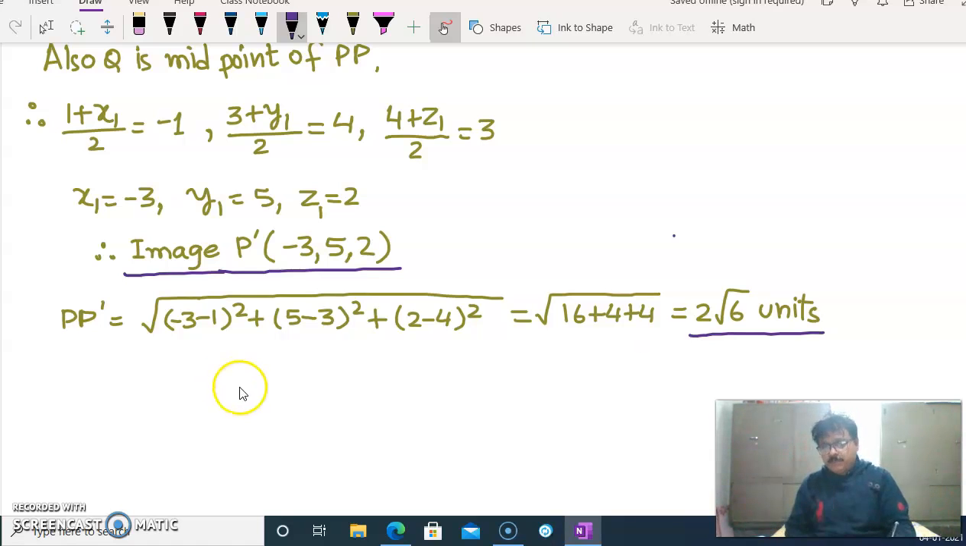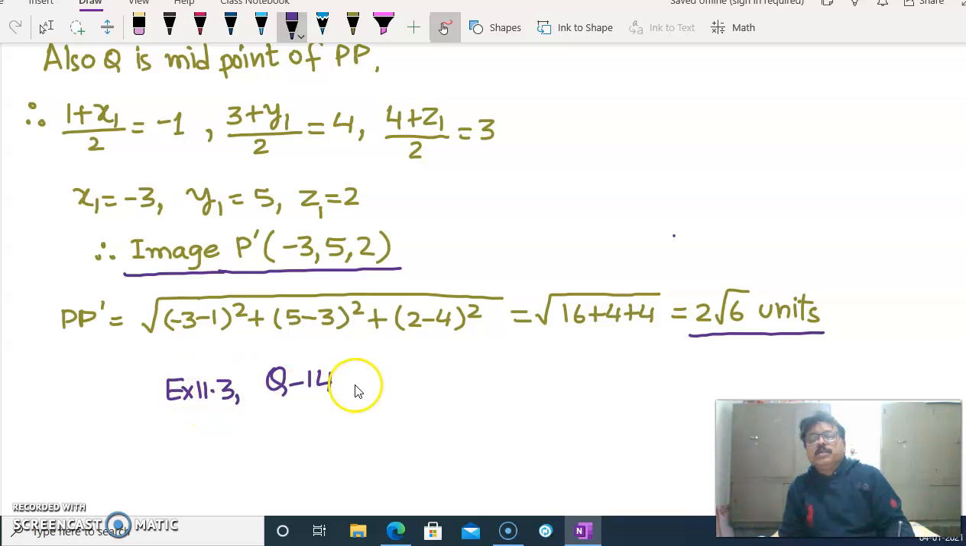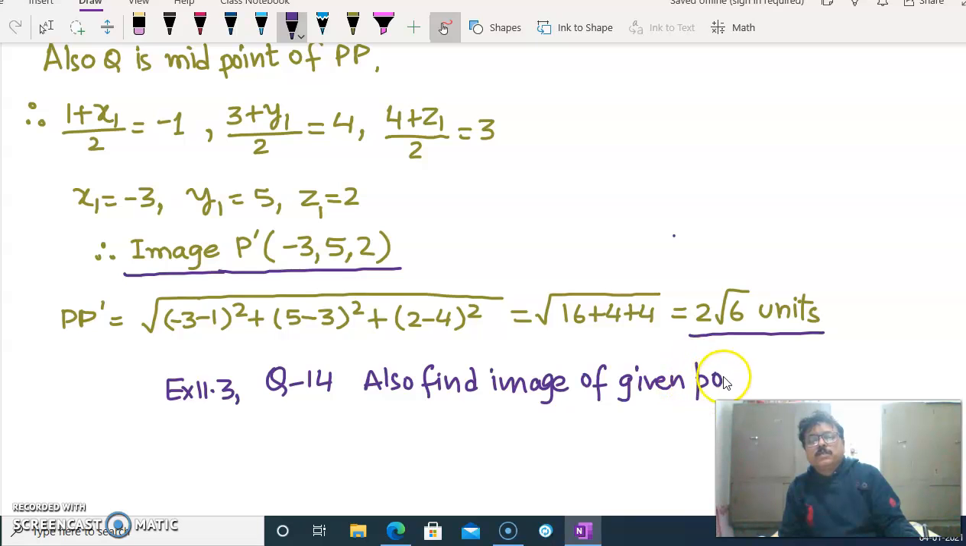Now on the basis of this particular question, you can do question 14 of exercise 11.3. You have to also find the image of the given point or points. We have 4 parts in this question. So we have to solve these questions. The question says we have to find the distance of the given point from the corresponding plane. Also we have to find the image of the given point.